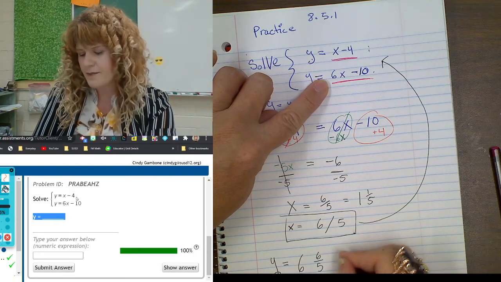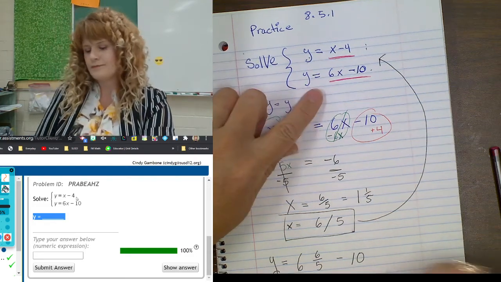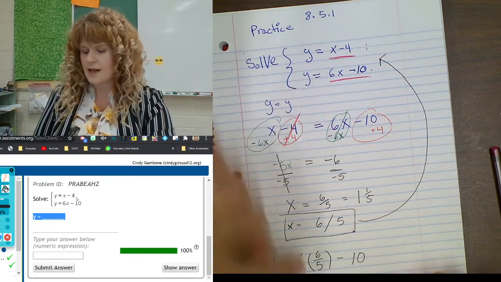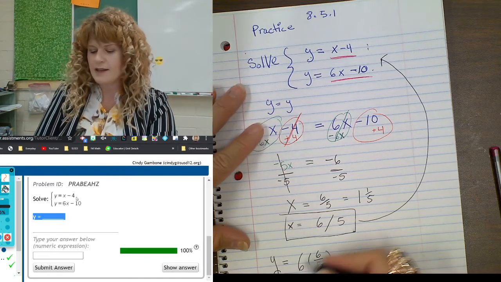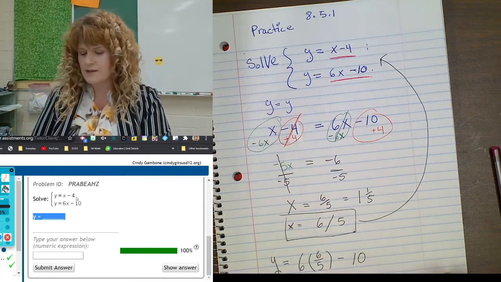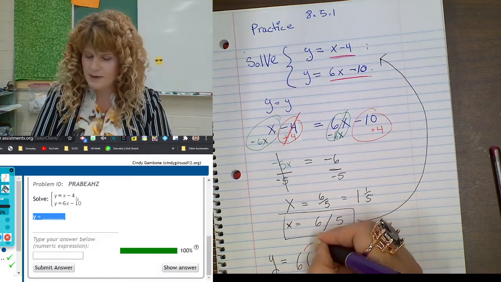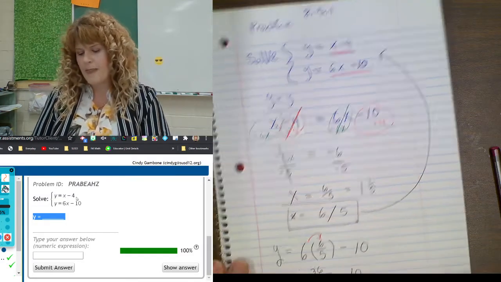Oh, it's not easier. Minus 10. I saw it upside down. 6 times 6/5 minus 10. Okay, let's do it. 6 times 6 is 36. So that's 36/5 minus 10, because I eliminated these parentheses by multiplying.